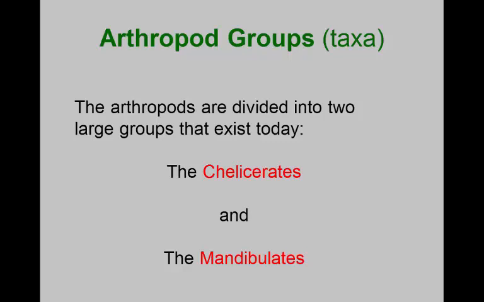So mandibulates can take solid materials. They can bite something and chew it up. And we feel that just that simple mode of eating, being able to take a bite of your food and chew it up and swallow it, is a much more efficient way to get food, and that's probably why the mandibulates are now the dominant arthropods that we see here on the earth.